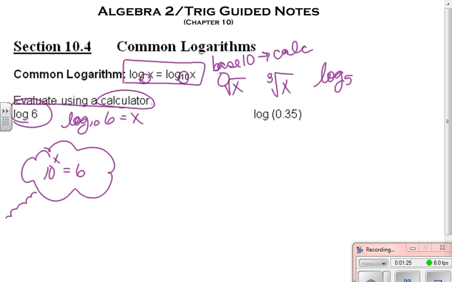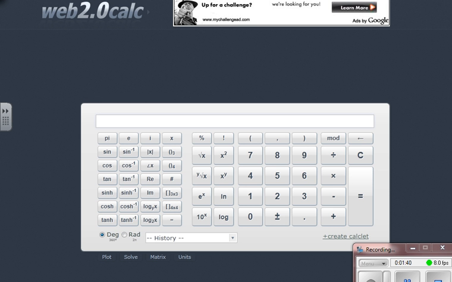So I kind of have a range or an expectation of what my answer should be, so I'm good making sure that I have a reasonable answer. If my number is something bigger, like 1,000, I know that my exponent is going to be a number greater than 1. So going to your calculator, all calculators are a little different.